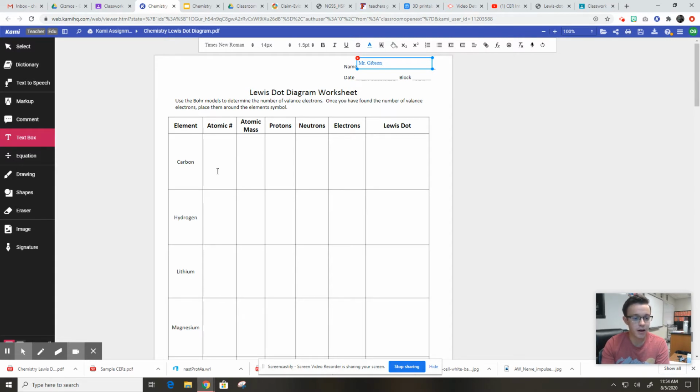Okay, so I'm going to do this first one with you, carbon, just to show you kind of how it's done. So carbon is the element's name. The first bit of information it wants is the atomic number. Now, what in the world is the atomic number?